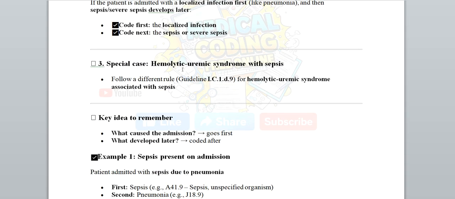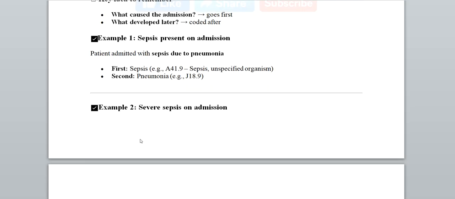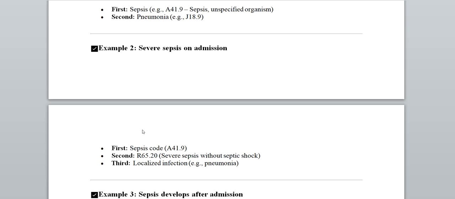So, special case: hemolytic uremic syndrome with sepsis follows different guidelines; follow the guidelines for hemolytic uremic syndrome associated with sepsis. So, what caused the admission goes first, what developed later is coded after. For example, sepsis present on admission: the patient is admitted with sepsis due to pneumonia. Sepsis A41.9, sepsis, unspecified organism. Secondary, pneumonia J18.9.